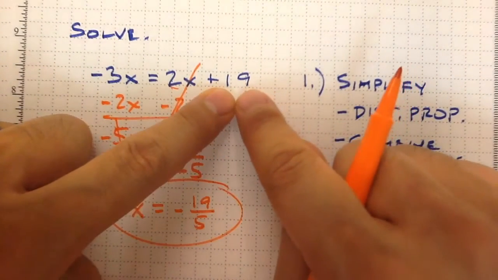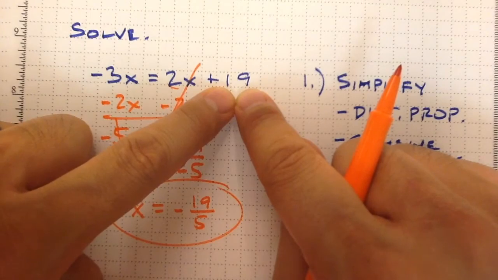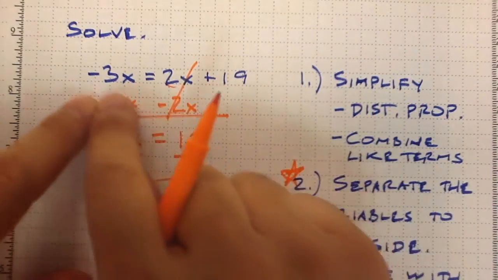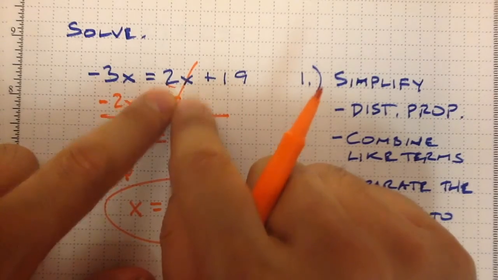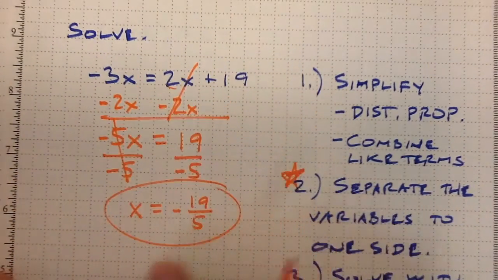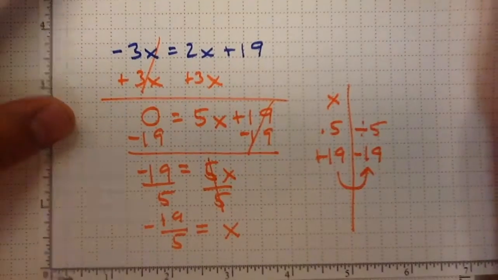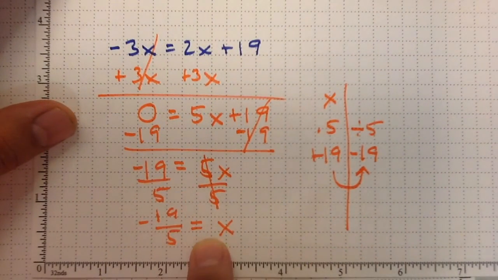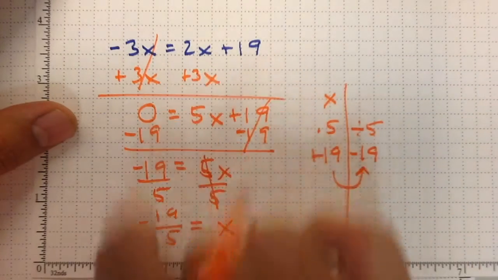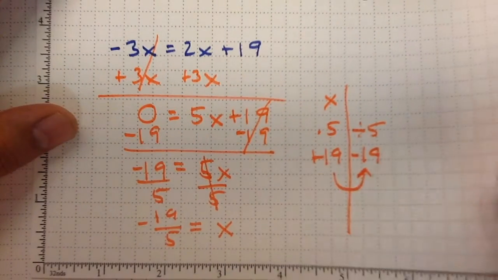So when I was looking at this, I figured, well, my numbers are already on the right. So a smart move would be to get all my variables over to the left. So that's what made me pick this 2x to get rid of, because it saved me a step in the process. Here, I didn't use that logic, and it just took an extra step. Still got the same answer, but if you can start to see the reasoning behind that, it'll save you some time and effort.